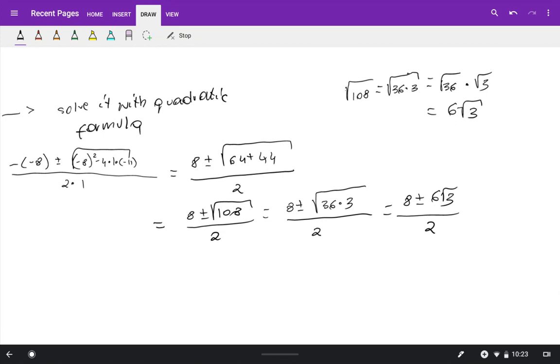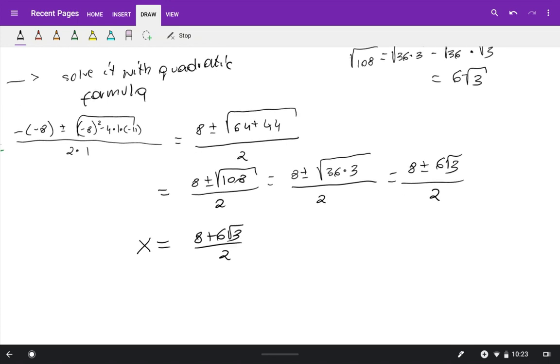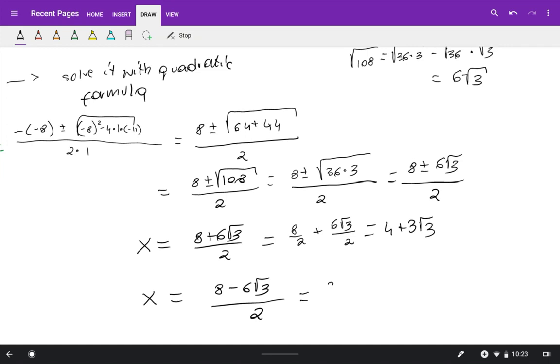And now we're going to find two solutions. x is equal to 8 plus 6 square roots of 3, divided by 2. And the second solution will be x equal to 8 minus 6 square roots of 3, divided by 2. Of course, you need to simplify. So divide each by 2. So this is 8 divided by 2 plus 6 radical of 3 divided by 2. So we're getting 4 plus 6 divided by 2, which is 3, 3 radicals of 3. And here we will get 8 divided by 2 minus 6 radicals of 3 divided by 2. So we'll get 4 minus 3 radicals of 3.